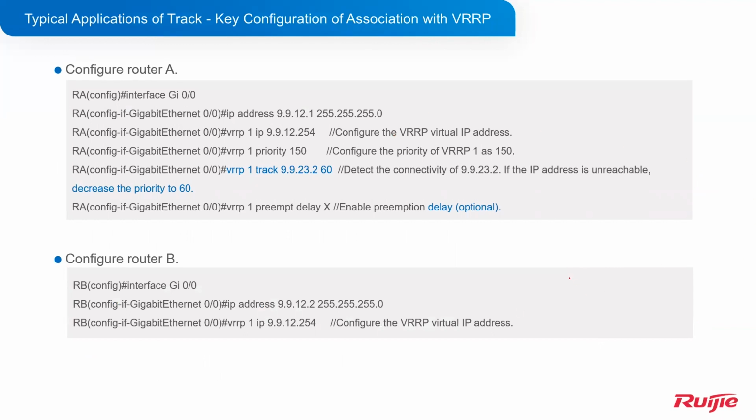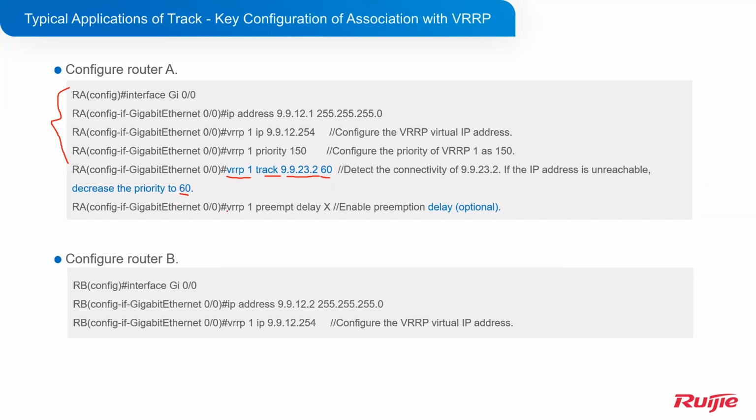Okay, after knowing the requirements and background, next let's see the configuration. Actually, here is the basic configuration of VRRP, right? I think it's really easy for you to understand. What's special is here: vrrp vrid 1 track 9.9.23.2 reduced 60. It means that we detect the connectivity of 9.9.23.2. If the address is unreachable, decrease the priority by 60. Since once we decrease the priority of this device, it will not be the master of VRRP anymore, and router B will be the master, and all the traffic will go through router B.